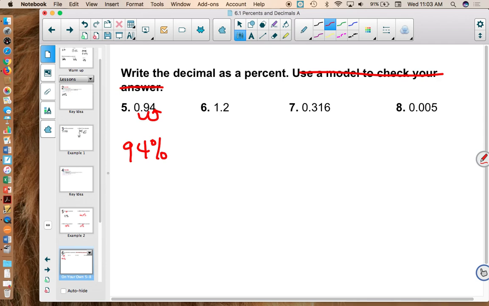All right, let's get somebody else. Let's get these done, and then I can give you your assignment. Number 17. Who's 17? 120%. Good job, Savannah. Number 7. Who's 29? 31 and 2/3%.